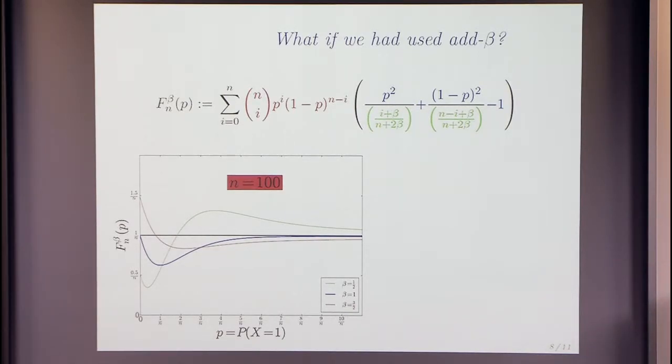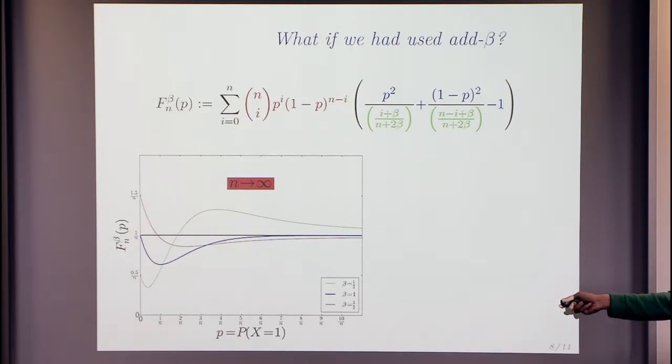So let me take the limit of this curve. Let me keep zooming in and make n larger and larger. As n goes to infinity, this phenomenon remains. So at the boundary, for very tiny probabilities, the expected loss is above 1 over n, no matter whether I choose beta equals half or 3 by 2. And in fact, it turns out that if I draw a curve for each beta, only one of these curves is always below the line 1 over n.